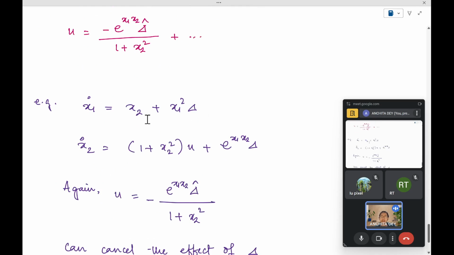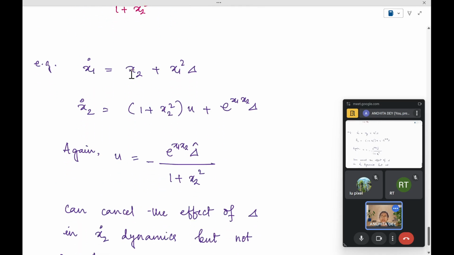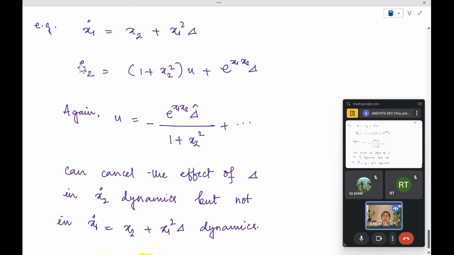Now let us consider another example. Say x1 dot is equal to x2 plus x1 square delta, and x2 dot is equal to 1 plus x2 square into u plus e to the power x1 x2 into delta. Now again, u here can be written in this form, plus say some other terms, plus some other terms here. So this can then cancel the effect of delta in x2 dot dynamics.